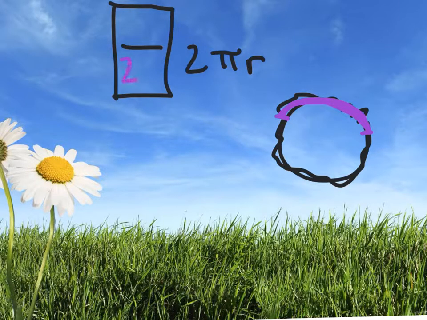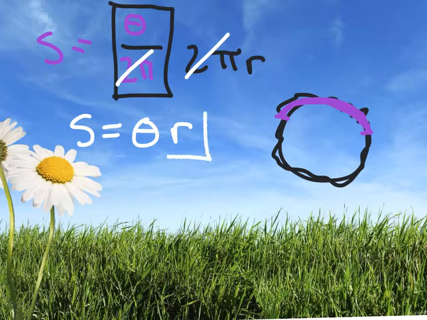Now the whole is 2 pi, and the angle in radians would look like this. Now the cool thing about this is that 2 pi and 2 pi divide out, leaving you with this beautiful little formula that we've been using.